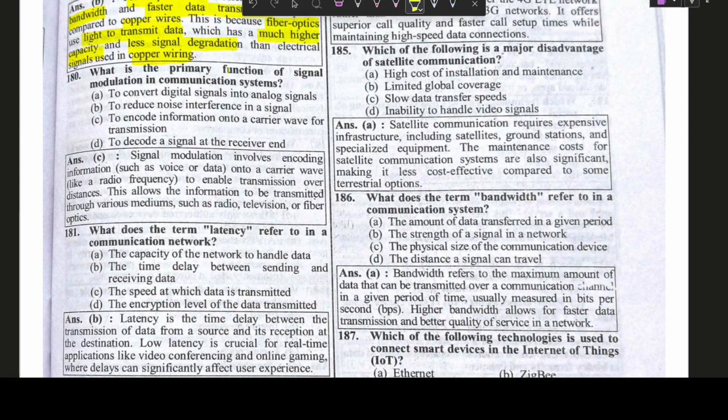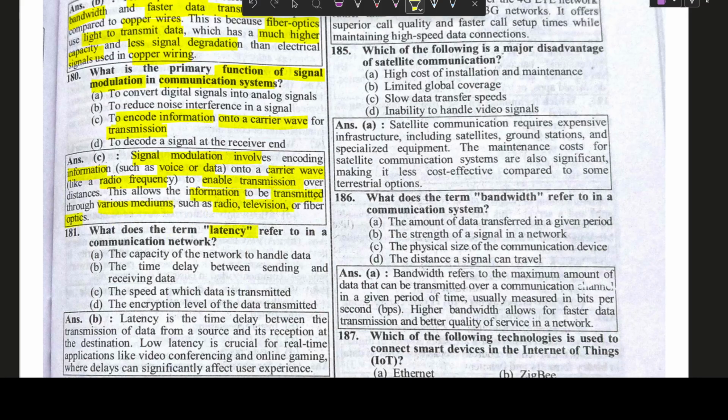What is the primary function of signal modulation in a communication system? So its answer is C, to encode information onto the carrier wave for transmission. Signal modulation involves encoding information such as voice or data onto a carrier wave, like a radio frequency, to enable transmission over a distance. This allows the information to be transmitted through various media such as radio, television and fiber optics.